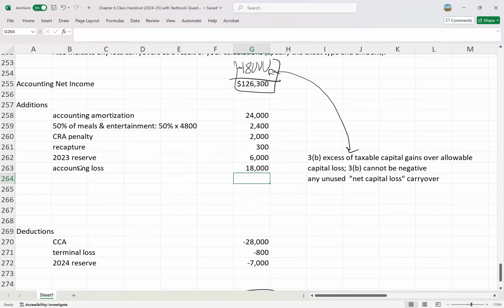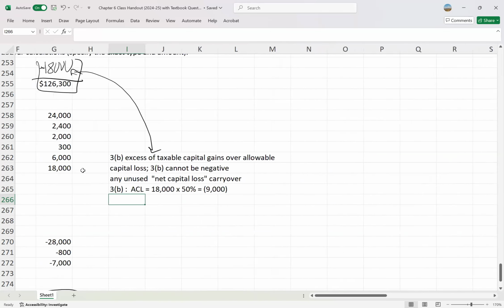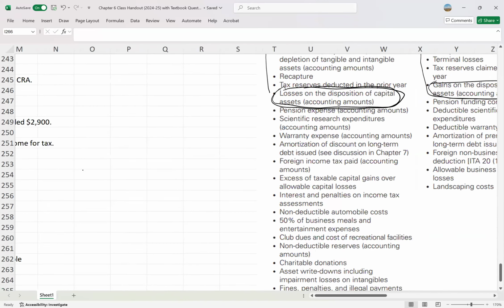And then we have to figure out, do we have anything in 3B? Well, 3B, we don't, because for 3B this year, all we would have is the allowable capital loss, which is equal to 18,000 times 50%. And so that would be 9,000. And because 3B cannot be negative, 3B will end up being 0. This 3B amount is right here.